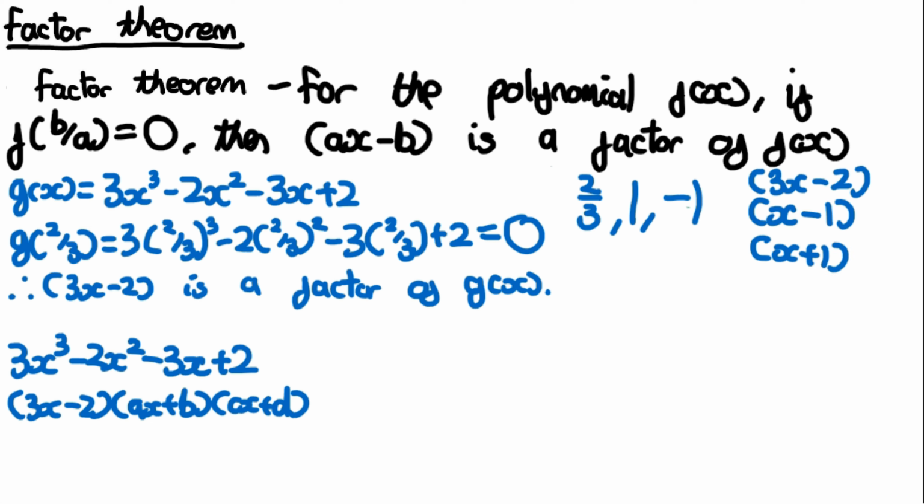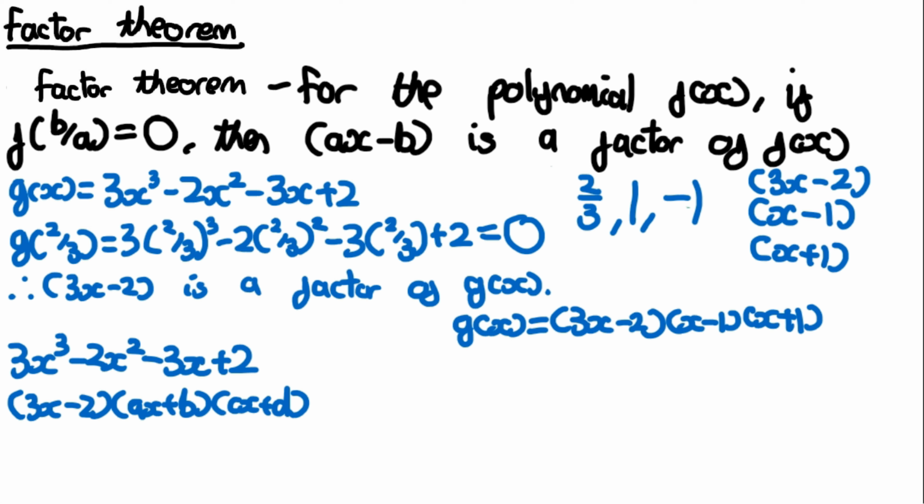So these are the three factors, and therefore we can fully factorise g of x. We can fully factorise it as 3x minus 2, and we found what the other two factors and the other two brackets are, so we can say it's 3x minus 2, x minus 1, x plus 1.